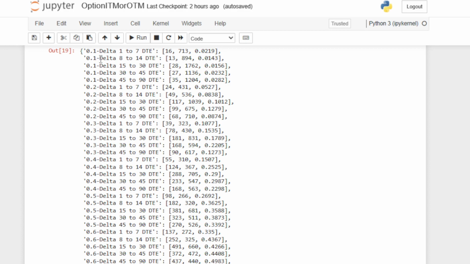So we can see here with the 0.1, we'd expect about 10% of those options to be in the money. Well, this first number is the number of data points that's in the money, and the second number is the ones that's out of the money. So if we look at the 0.1, 1 to 7 days to expiration, 16 in the money, and 713 out of the money. So that turns out to be 2.1%, well below that 10% benchmark that we'd be looking for. And we can see that's pretty steady across all of the 0.1s. So right, there's 2%, 2%, 1.5, 1.4, 2.1.